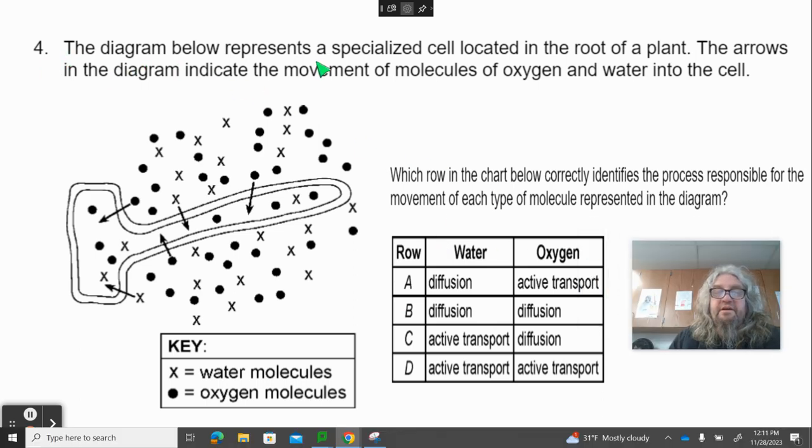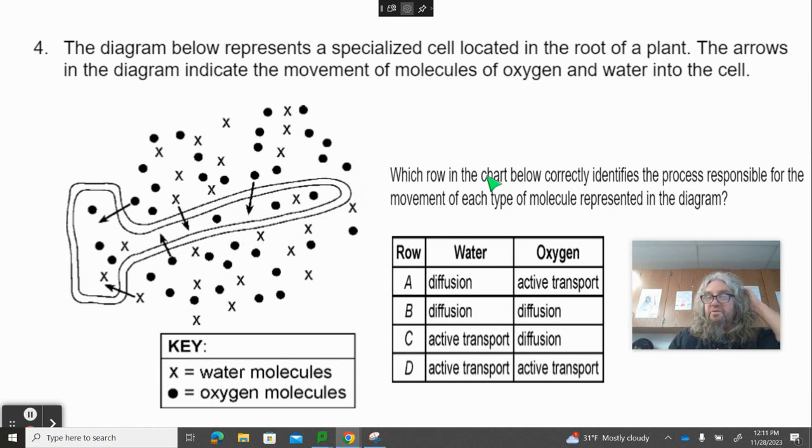Number four, the diagram below represents a specialized cell located in the root of a plant. The arrows in the diagram indicate the movement of molecules of oxygen and water into that cell. Here, oxygen is the circles, water is the X's. It looks like we've got X's moving in, oxygen moving in, etc.